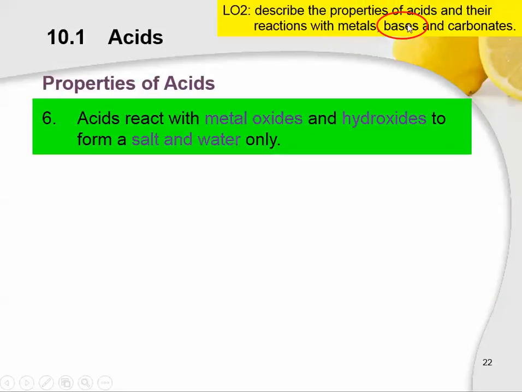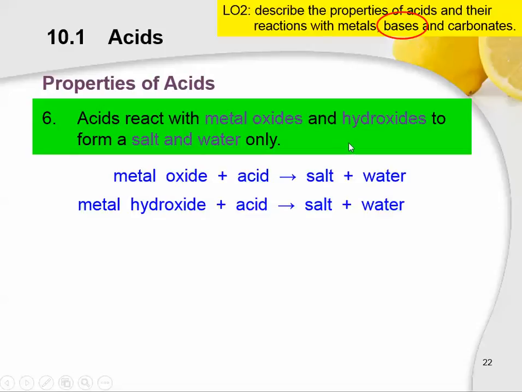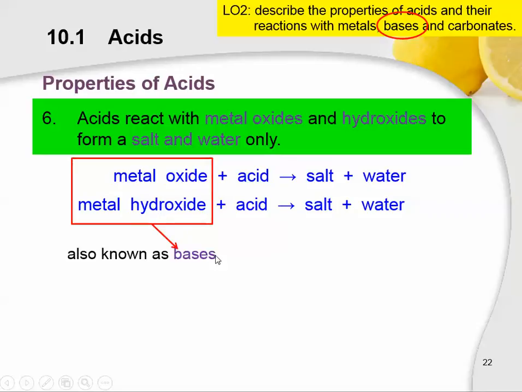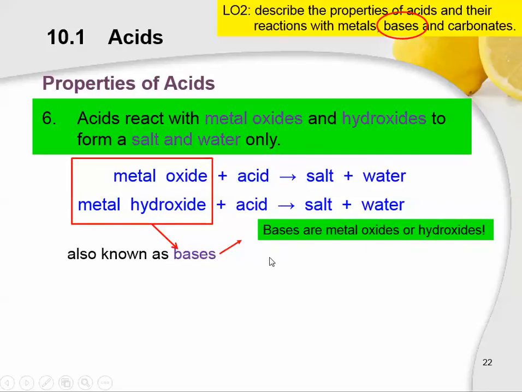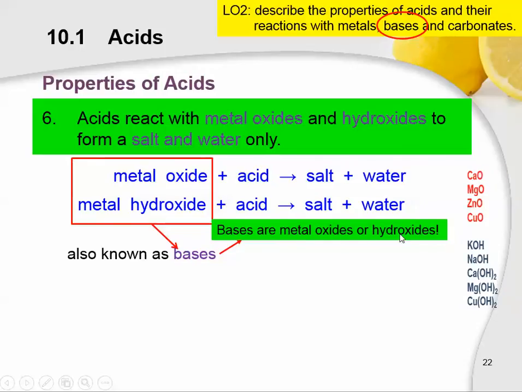Next, the third reaction is about the bases. Acids react with metal oxides and hydroxides to form salt and water. So what are metal oxides and hydroxides? They are known as bases. So we can define bases as metal oxides or hydroxides. Some examples of bases, if you talk about metal oxides, will be calcium oxide, magnesium oxide, zinc oxide, copper oxide, all the metallic oxides. They are called bases. And hydroxides are also called bases.